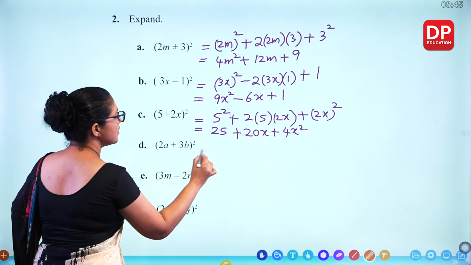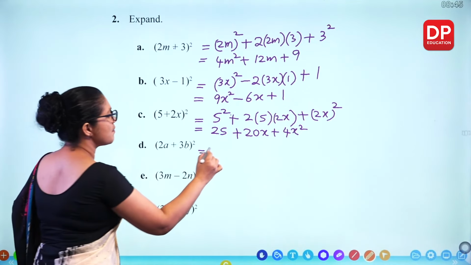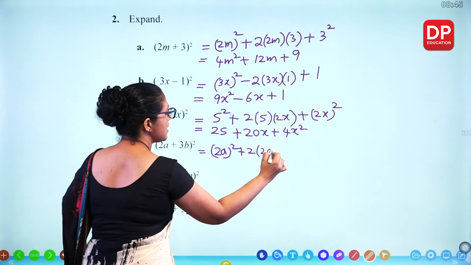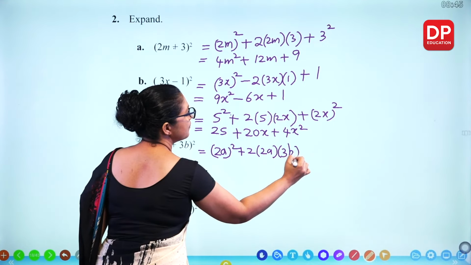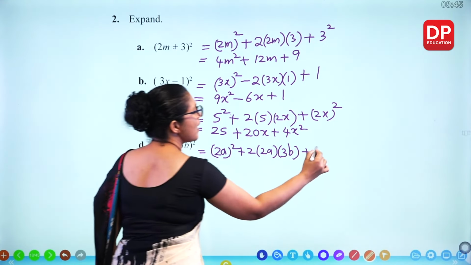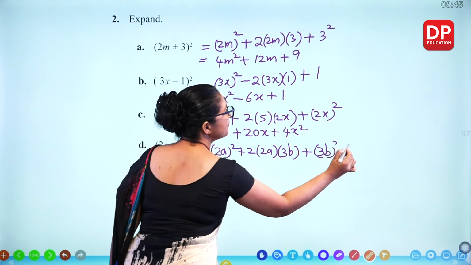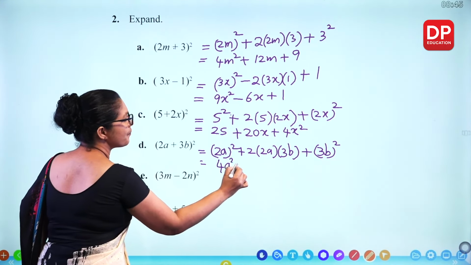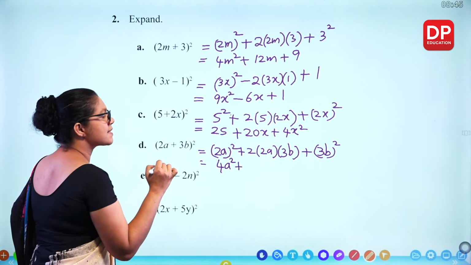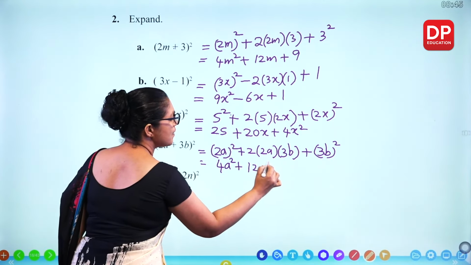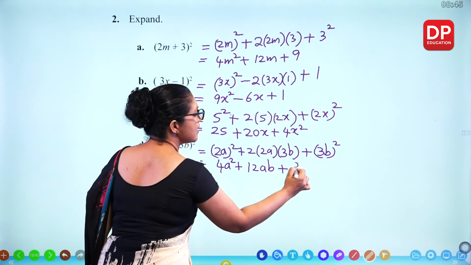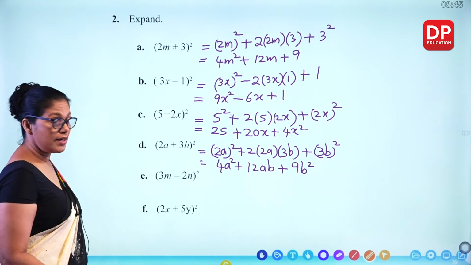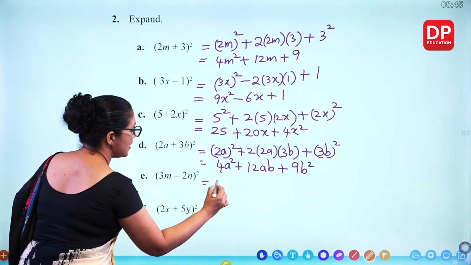This one, first term squared, double of the first term and the last term squared. Expand it. 2 times 2, 4. 3 times 2, 6. 6 times 2, 12. ab and 9b squared. This one, minus sign.